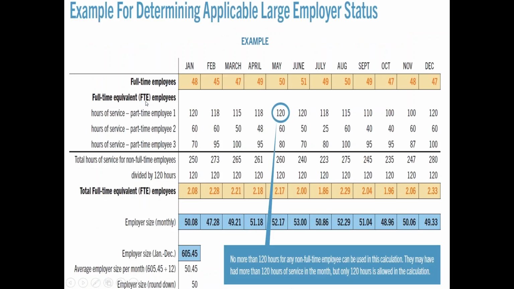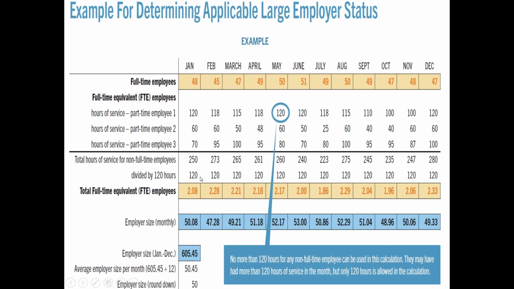Now I come in, I look at my variable hour employees, or my part-time and seasonal folks, and I can calculate the actual hours for those individuals. And I'm showing this very simplified approach here. So each month, I look at those hours, I take the total of those hours, and I divide that by 120 hours.